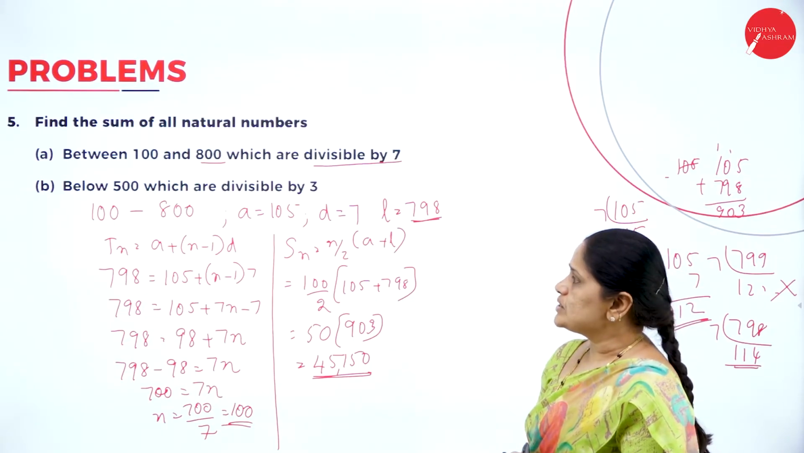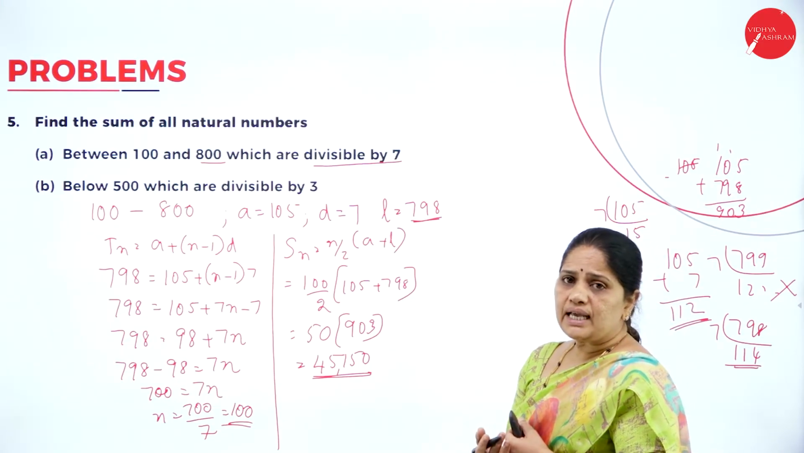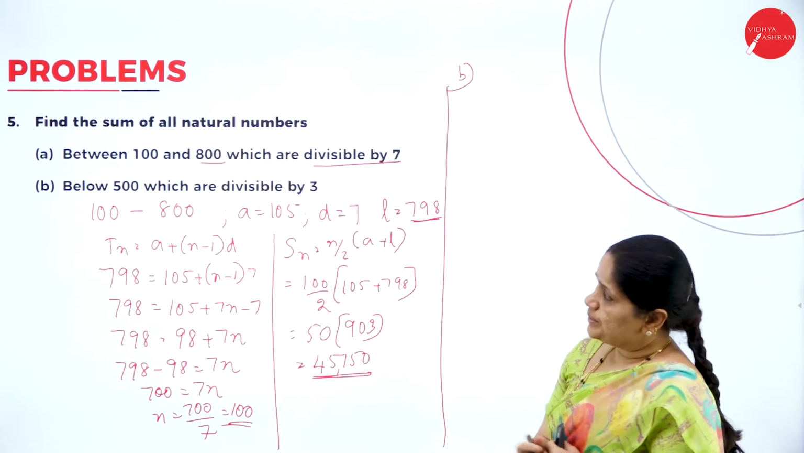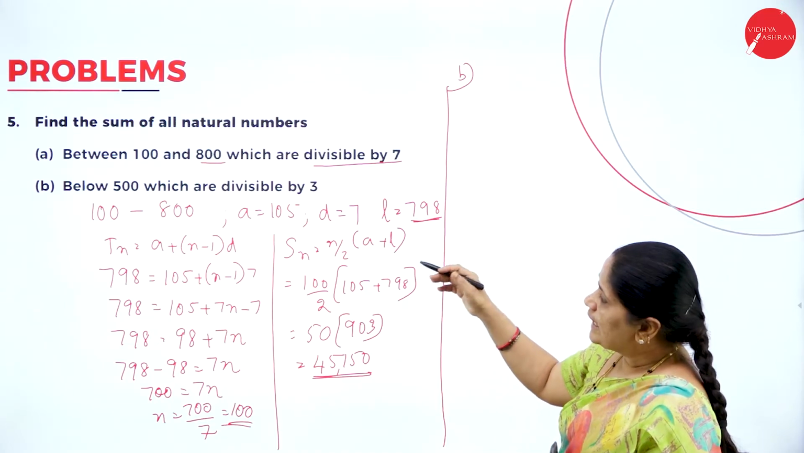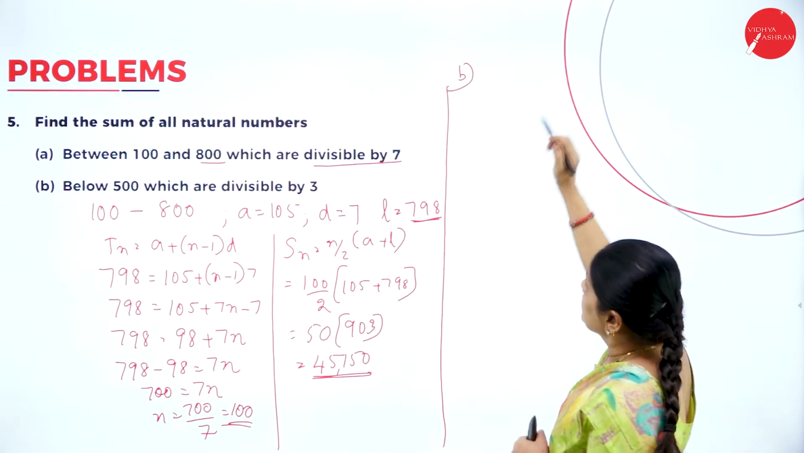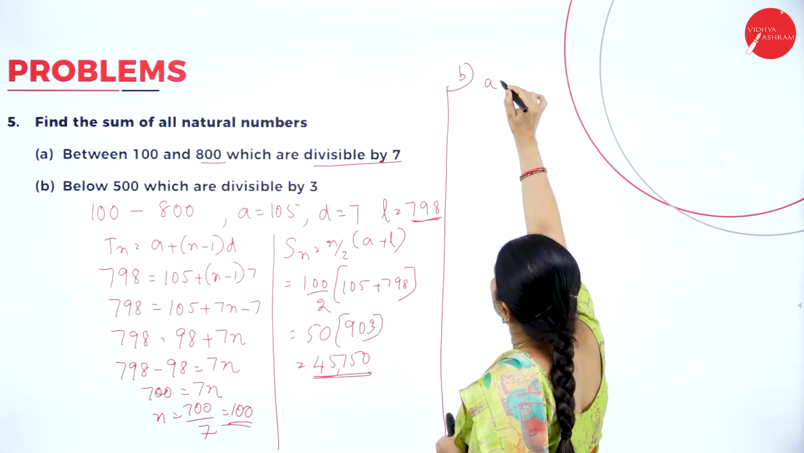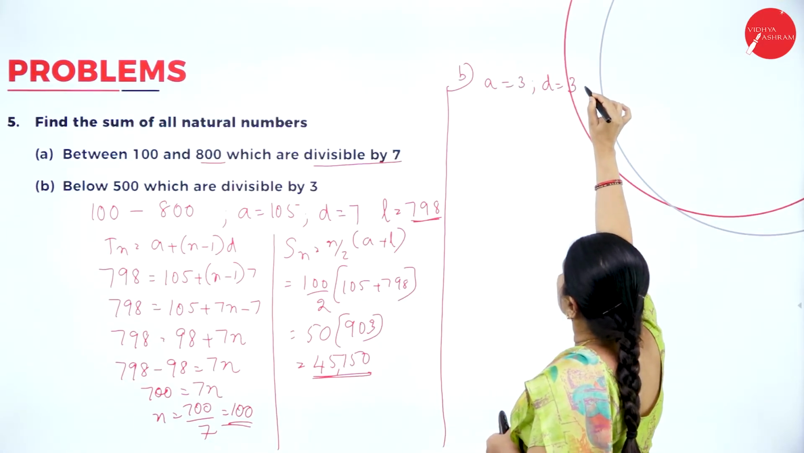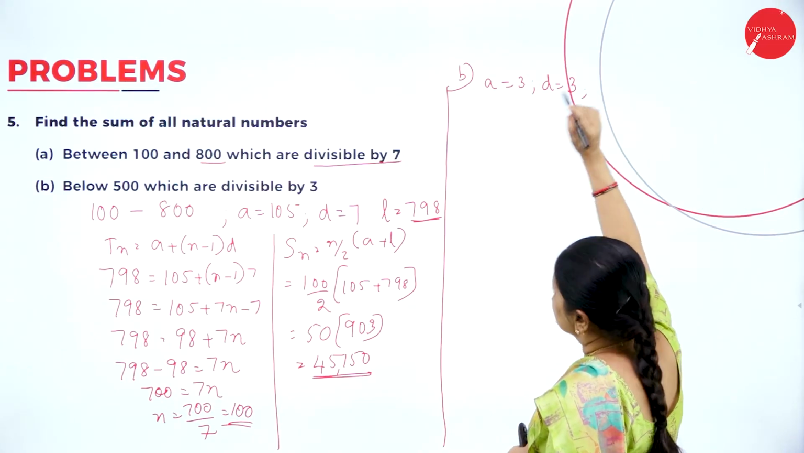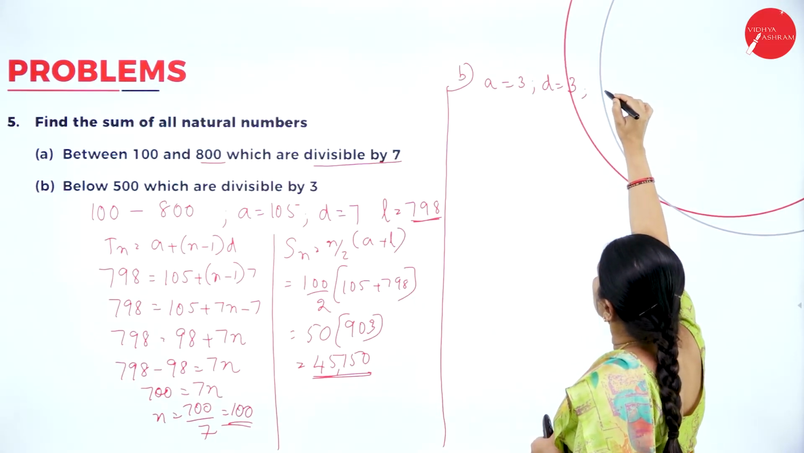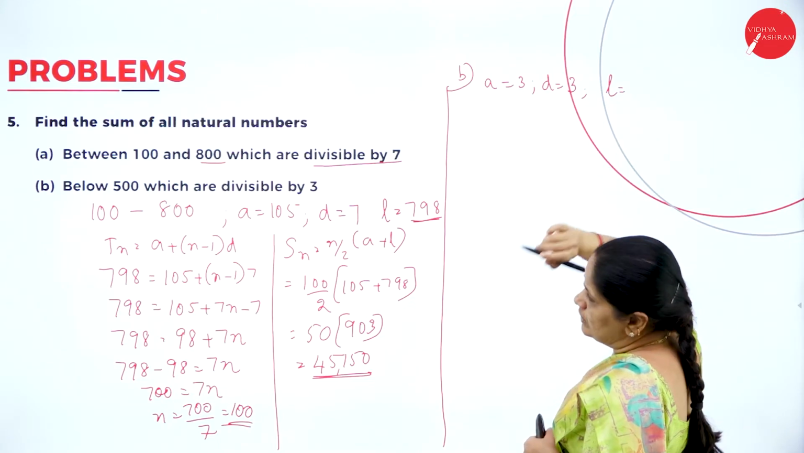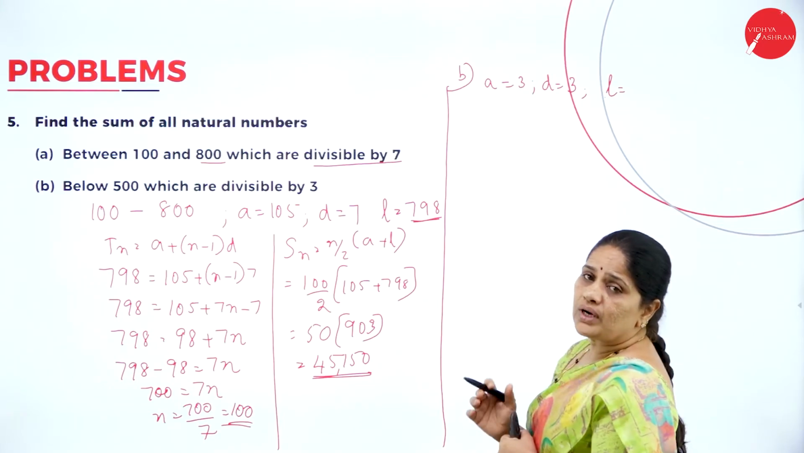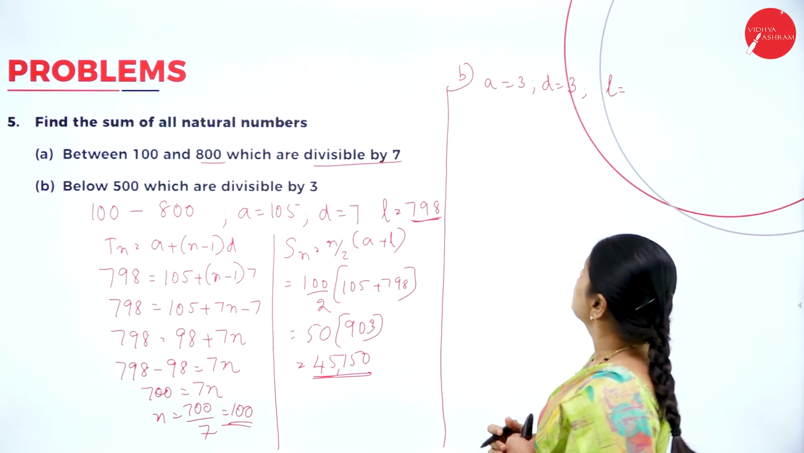Next, below 500, which are divisible by 3. So below 500 means it can be 3 itself. So under section B, what have they asked? Below 500, which are divisible by 3. So we know a equals 3, d equals 3. Now we need the last number L. So let us check if 500 is divisible. No. Let us check 498.